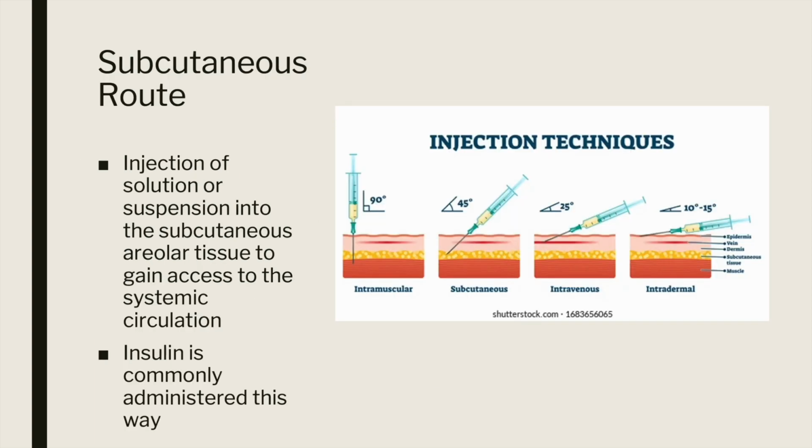All right, subcutaneous. I felt like this was a good picture showing intramuscular, going down into the muscle, subcutaneous here, intravenous, and then intradermal. So these are the three different angles that you would do an injection in order to give these types into the different tissues. But subcutaneous is injection of a solution or a suspension into the subcutaneous areolar tissue to gain access to systemic circulation. Insulin is most commonly administered this way.